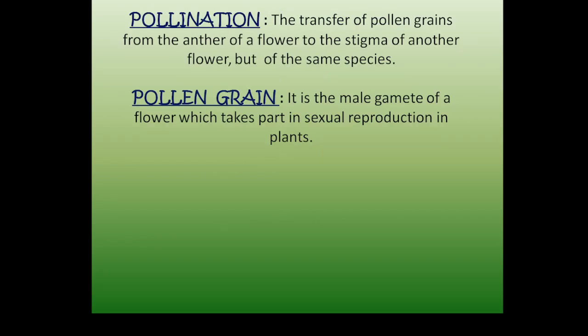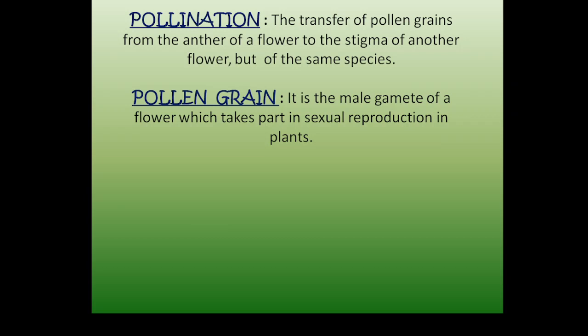The first one is what is pollination and what is a pollen grain. Pollination is the transfer of pollen grains from the anther of a flower to the stigma of another flower, but of the same species. This is very important. That is, it is the transfer of pollen grains from the anther of the flower to the stigma of another flower, but of the same species.